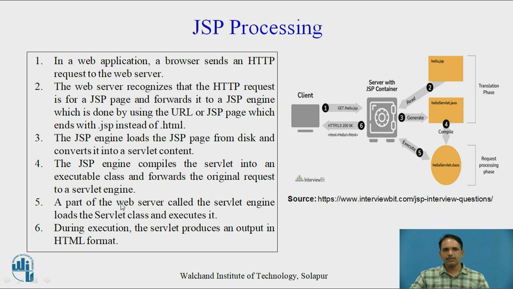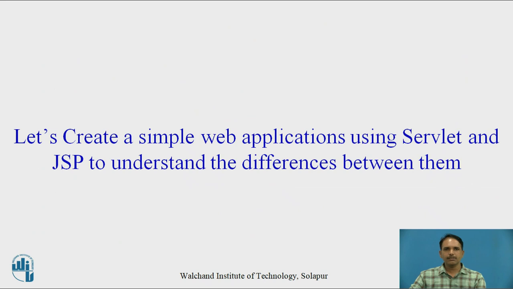A part of the web server called the servlet engine loads the servlet class and executes it, and it generates a response. And in step number 6, the servlet produces an output in the HTML format and sends it back to the client. So this is how JSP processing is done. Behind the scenes, JSP uses servlets. So let us take an example of servlet as well as JSP to understand the differences between them.